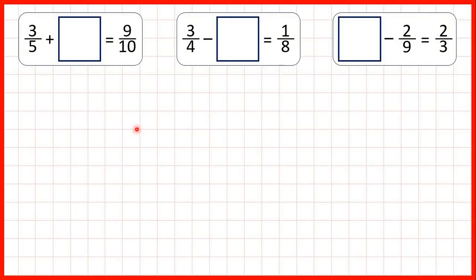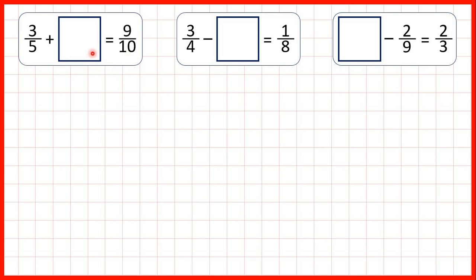So here we have some missing fraction, addition and subtraction problems. But we can use the same methods to work out our missing fractions as we use to work out missing numbers when they're whole numbers. So first, 3/5 plus something equals 9/10.